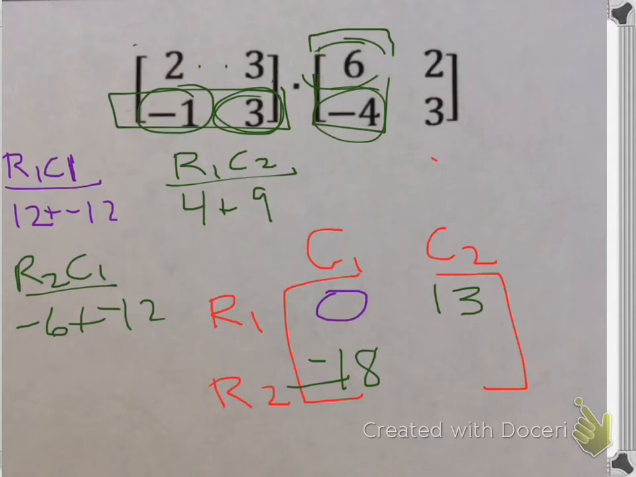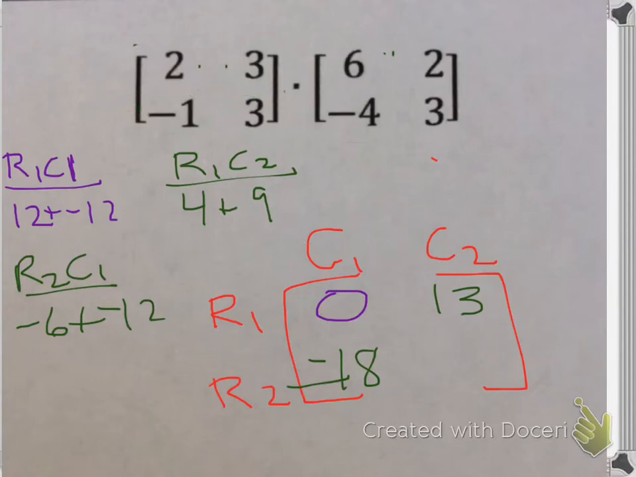The last spot that I'm trying to find comes from doing row 2 times column 2, and I can tell that from looking right here, this position comes from row 2 and column 2. So I use row 2 of the first matrix, column 2 of the second matrix, and then I use the numbers. So a -1 times 2 would be a -2. 3 times 3 would be 9. I add those together to get the number 7. So there's your first example of how to multiply matrices together.